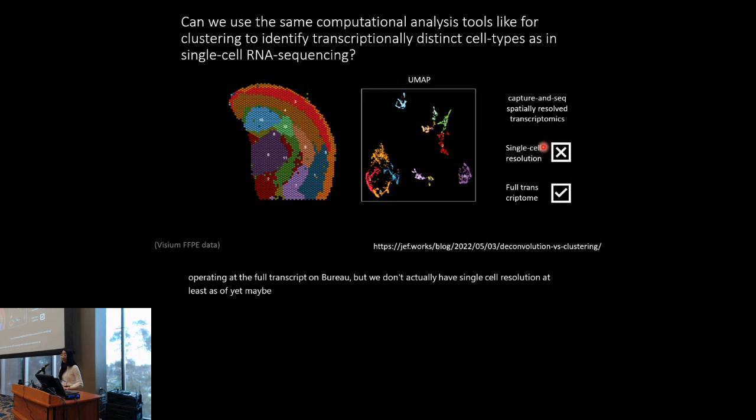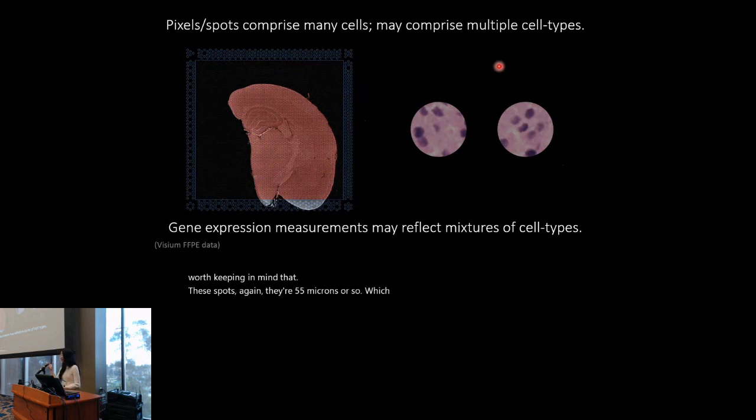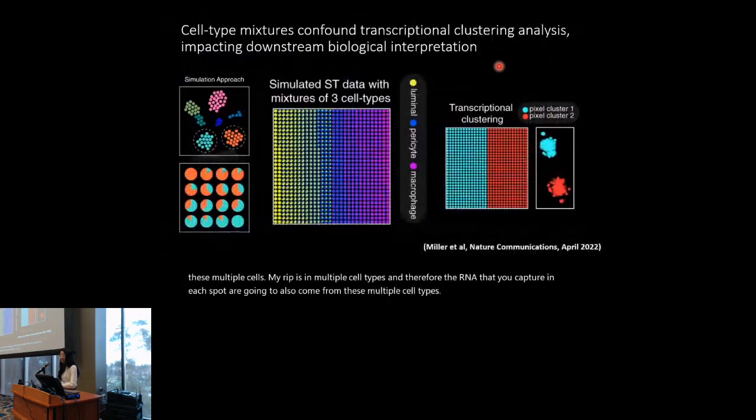Maybe in the next couple of years, I've heard things coming down the pipeline. But at least for now, it's worth keeping in mind that these spots are 55 microns or so, while a cell is around 10 microns, depending on the organism and cell type. And therefore, each spot might comprise multiple cells, and these multiple cells might represent multiple cell types. And therefore, the RNAs that you capture in each spot are also going to come from these multiple cell types. So why is that an issue?